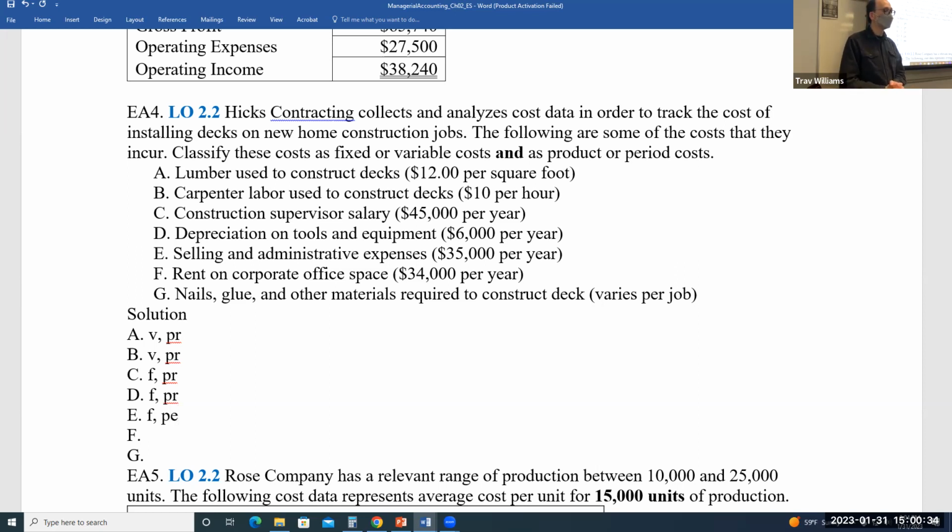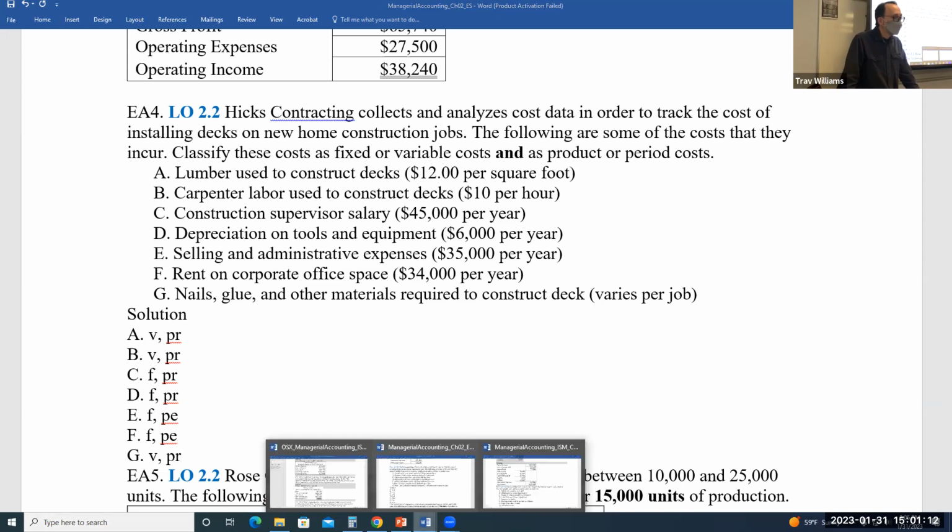F, rent on corporate office space. Fixed. Product or period? That would be period, right? Because it's not specifically for production. It's not a factory, it's not a warehouse, it's not anything related to building stuff, it's corporate office space. And the last one, nails, glue, and other materials required to construct deck. Okay, variable product.